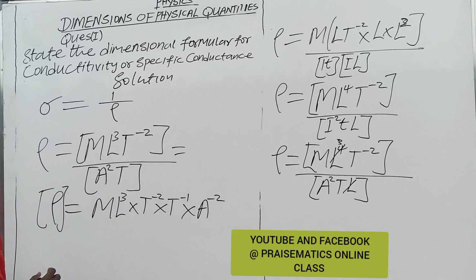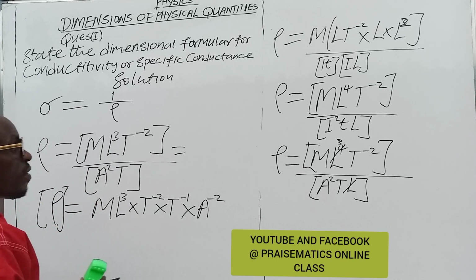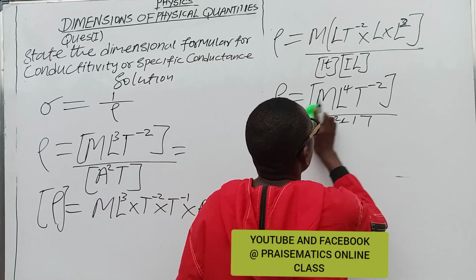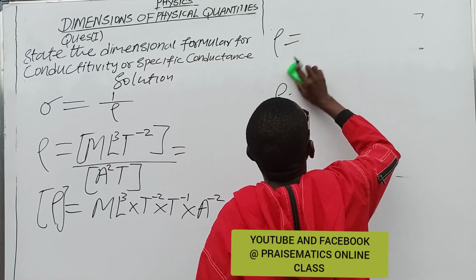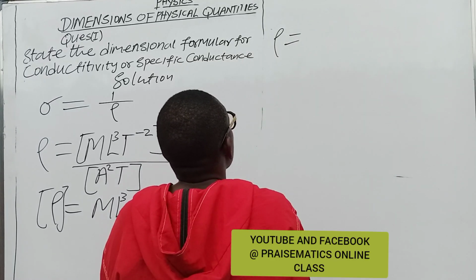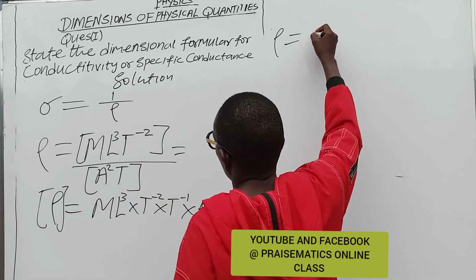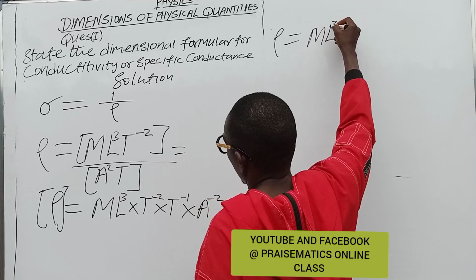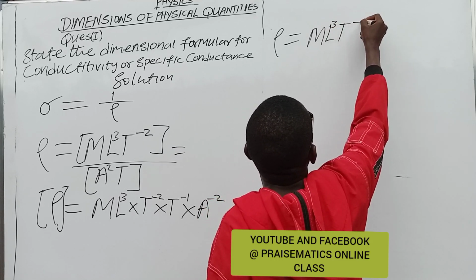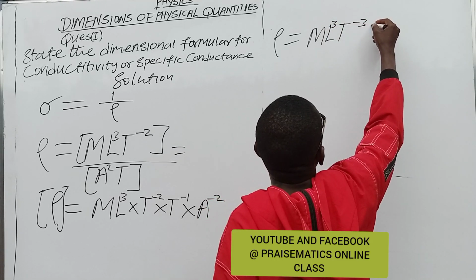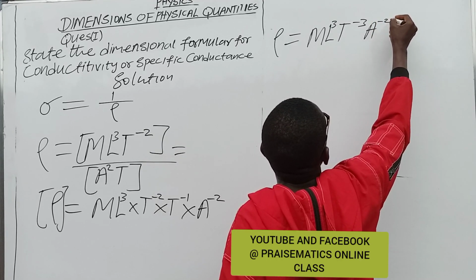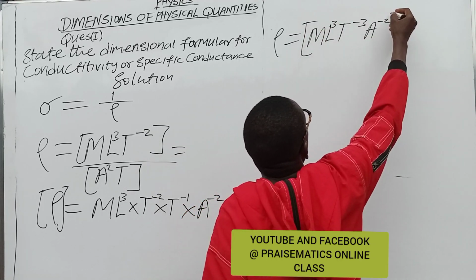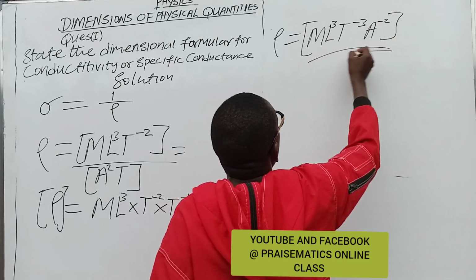Now what do we have? Finally we have that the rho is defined as M raised to power 1, L raised to power 3, T raised to power minus 3, A raised to power minus 2. So that is how to calculate this. So finally this is our rho.